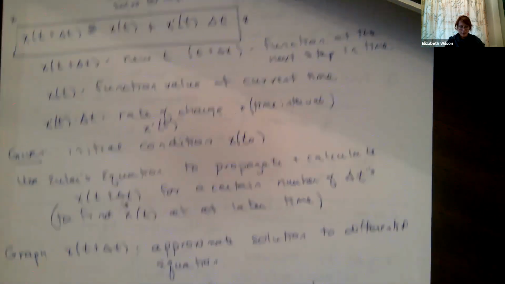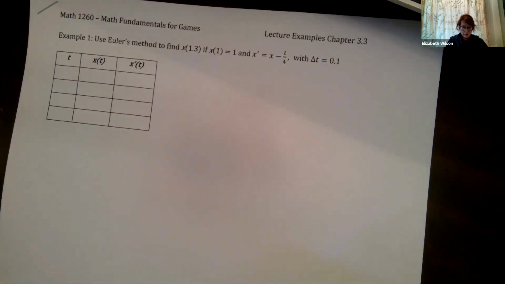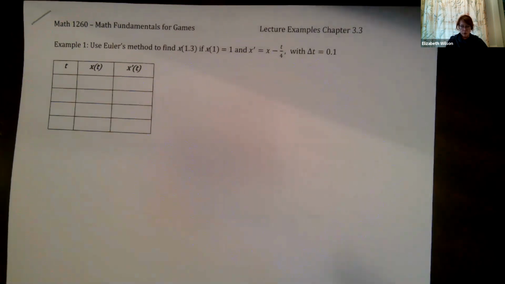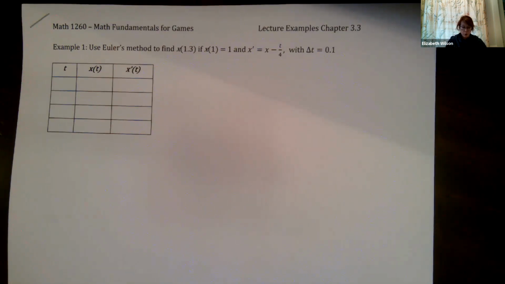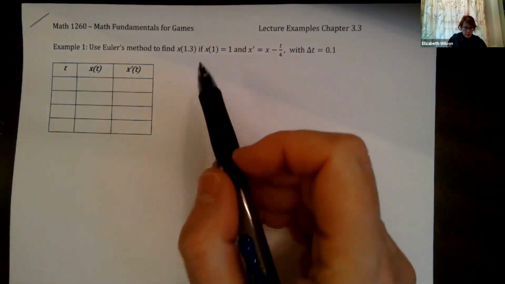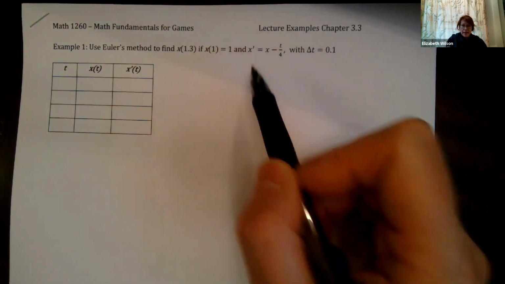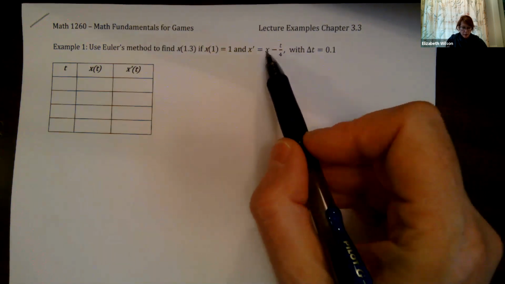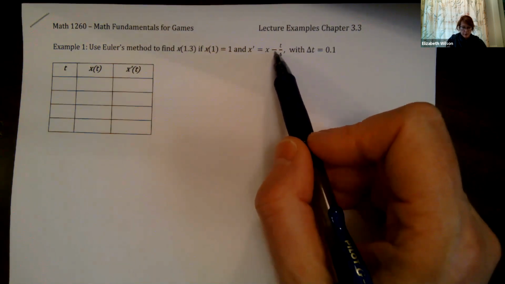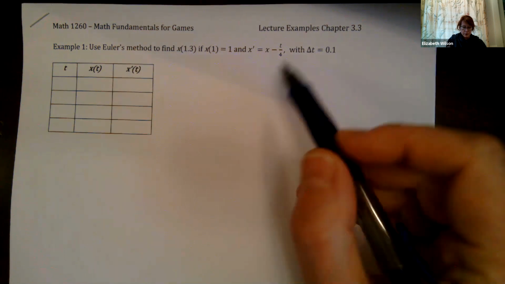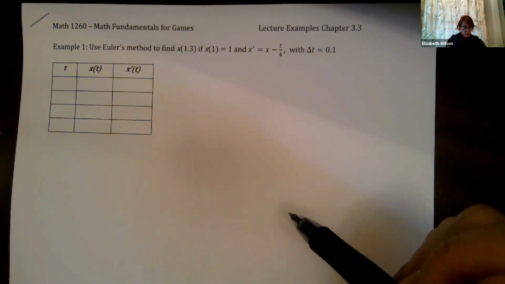It's a lot to think about, right? There's a lot of stuff going on, but we can do it. Okay, so we want to use Euler's method to find, I'm on my lecture examples. So I'm going to use Euler's method to find x of 1.3, if x of 1 equals 1 and x prime, so they're defining x prime of t for me. X prime equals x of t minus t over 4, okay, with delta t equals 0.1.